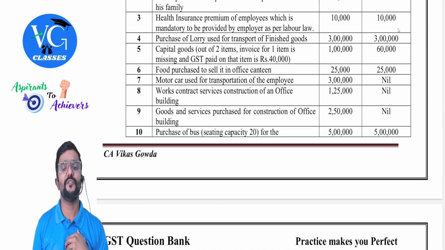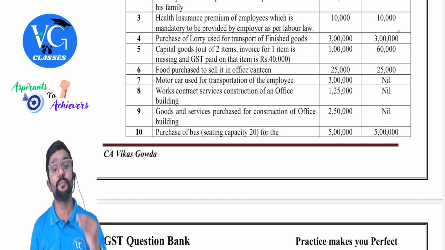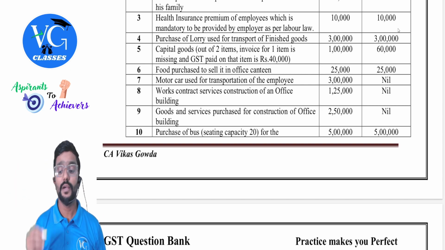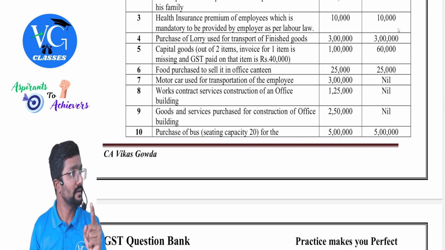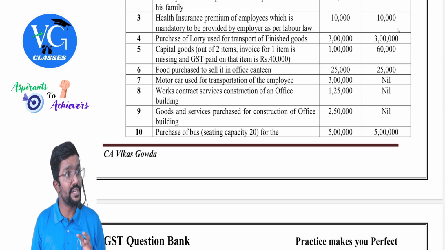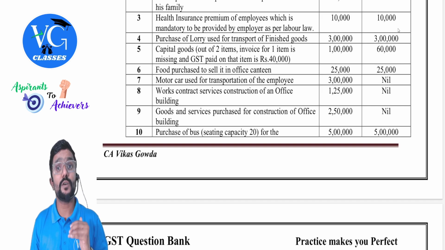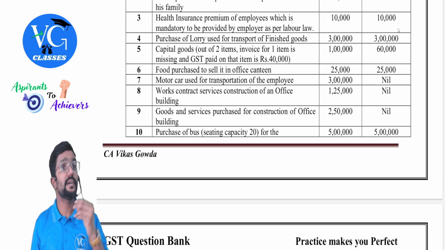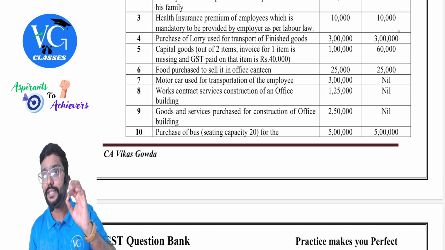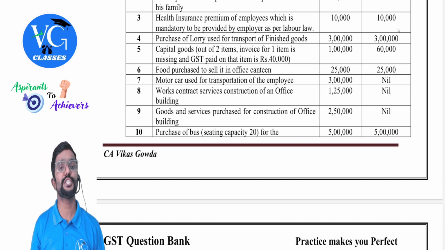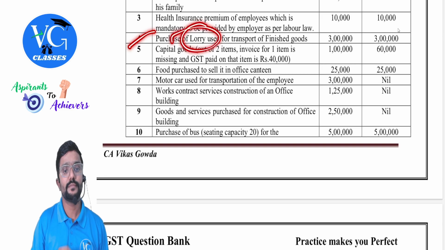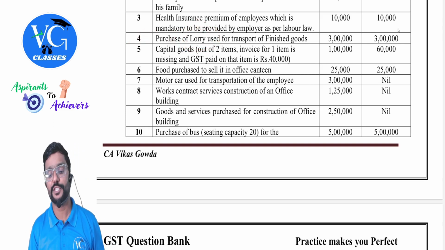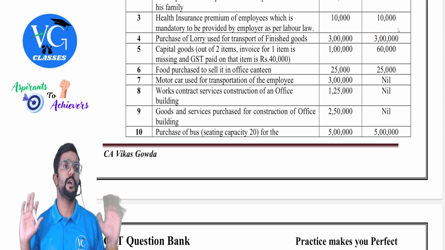Health insurance premium of employees, which is mandatory to be provided by the employer as per labor law. Credit available? Yes. Actually, this is covered under 17(5)(b). But below, there was a provision telling that if it was an obligation for the employer to provide it, credit is available. So here credit is available? Yes, as it is an obligation as per labor law. Purchase of lorry used for transportation of finished goods, credit available? Yes, it is not blocked.